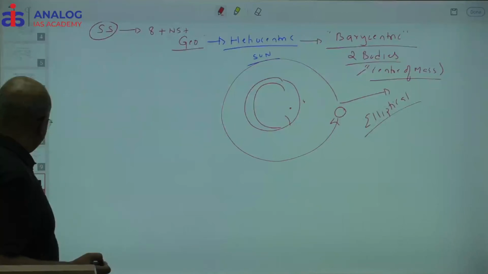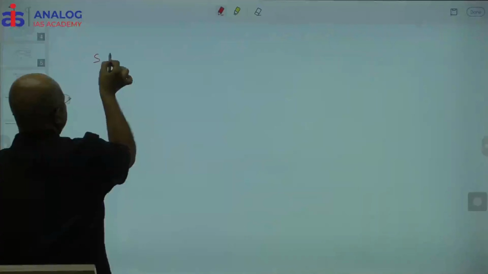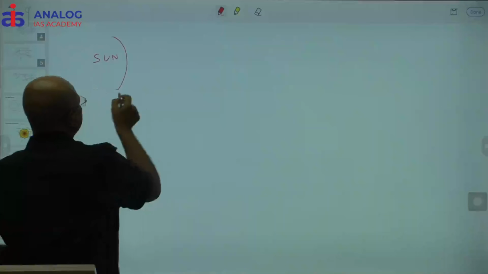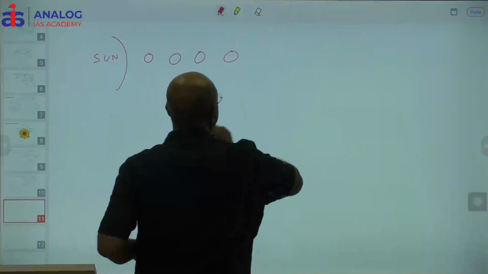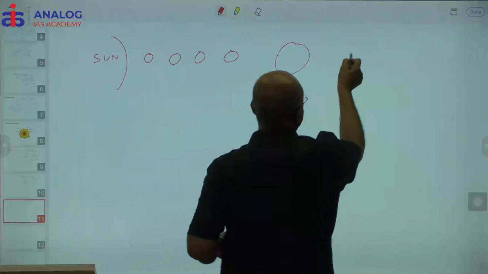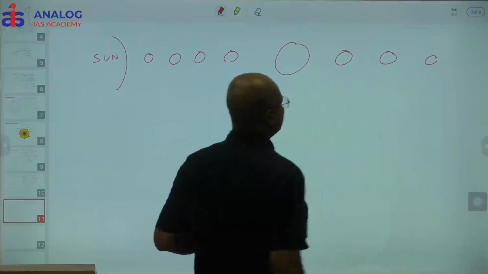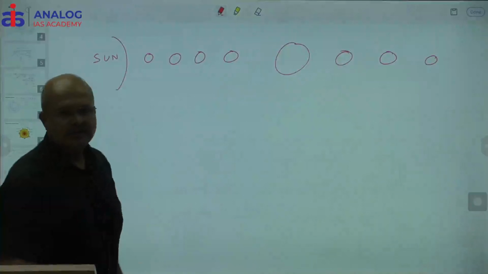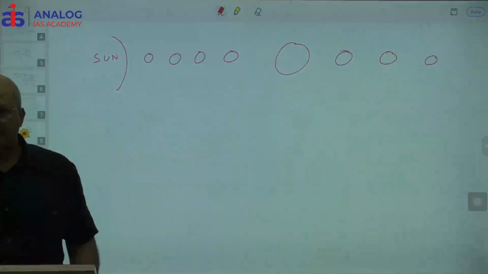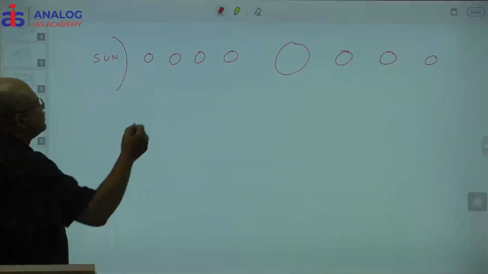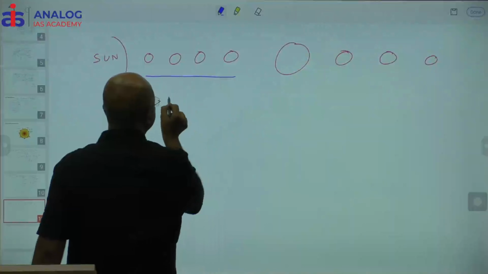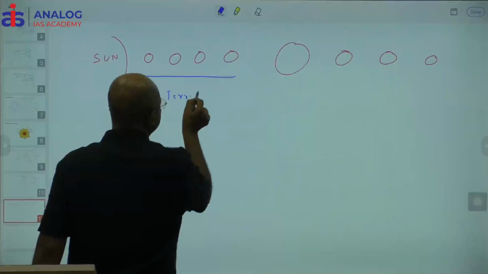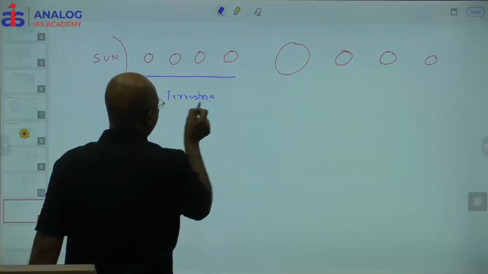Now, when we talk about the solar system, what are the planets? We talk about the sun. Now, the starting 4 planets, and then we are having the others. Now, which is the largest planet? And these starting 4 are referred to as terrestrial planets, or inner planets.